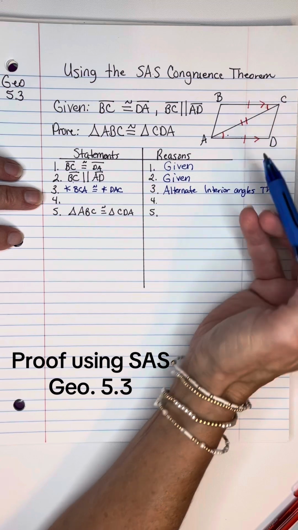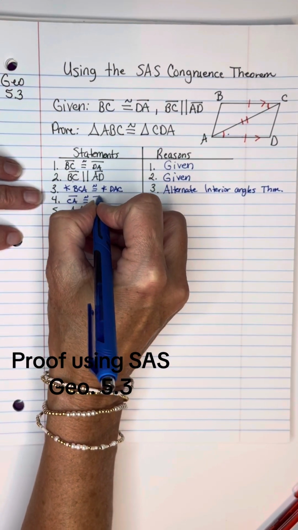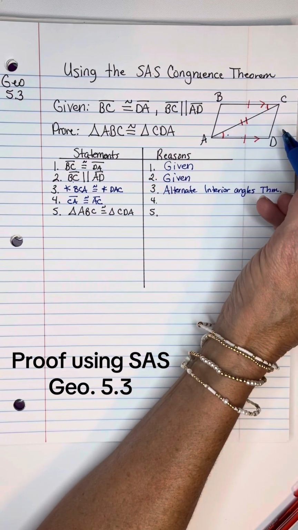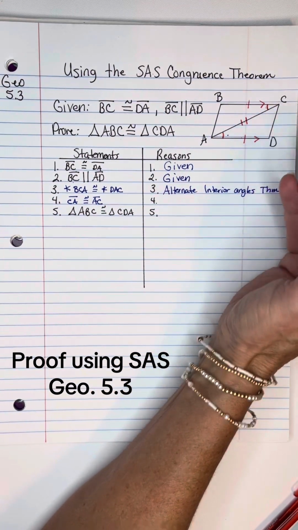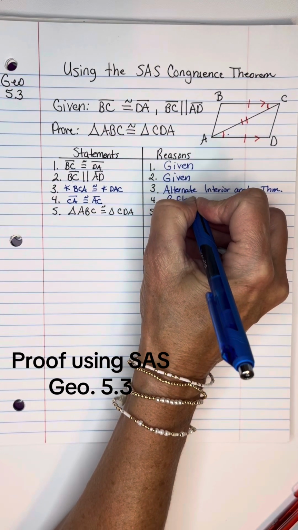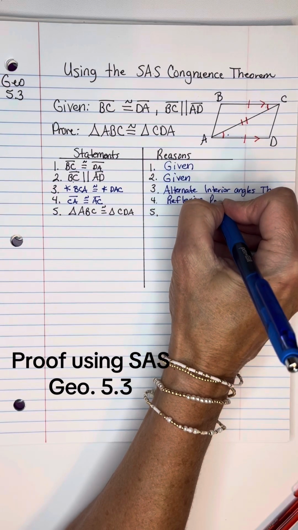So we marked that, and then we had to come up with the fact that CA is congruent to AC. So segment CA is congruent to segment AC because this leg is in both triangles. So it's got to be congruent to itself. And if you remember from previous videos, that's the reflexive property of congruence.